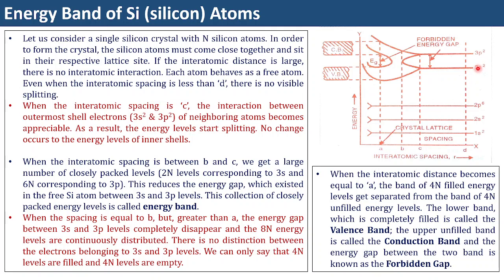For example, you can see in the 3s and 3p there is a gap of energy, but as you come to B and C, in between B and C, this gap is reduced. Now they are overlapping. An electron can be here, here, here, or here at any point. So this collection of closely packed energy levels is called an energy band. Initially you had discrete energy levels, now you have an energy band.